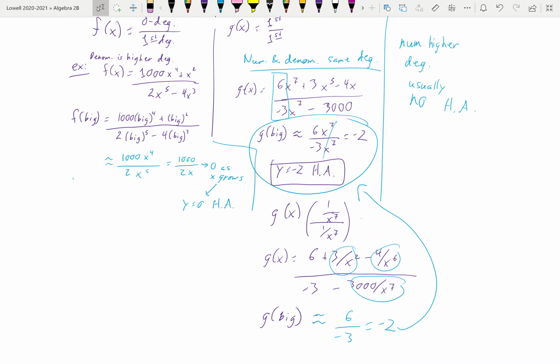All right, so hopefully this helped. And now let's find some horizontal asymptotes so we can finally graph these fun rational functions.